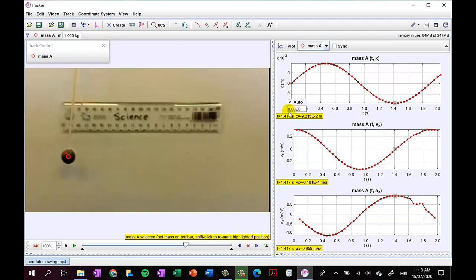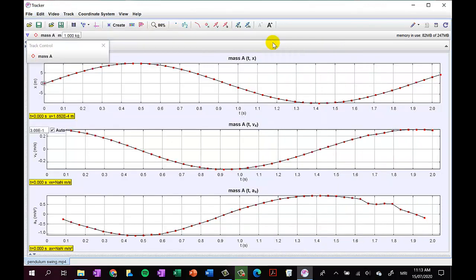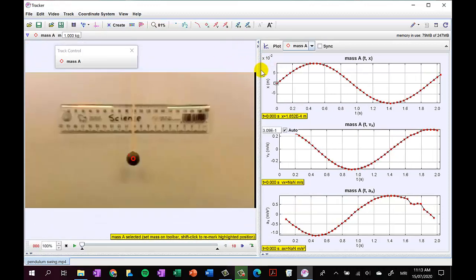So to copy these graphs, we can just click Edit and copy image and plot view, although you might want to maximize them like this before you do. I don't know if that looks any nicer. I think it might be nicer like this. Okay, so that is our graphs of motion.